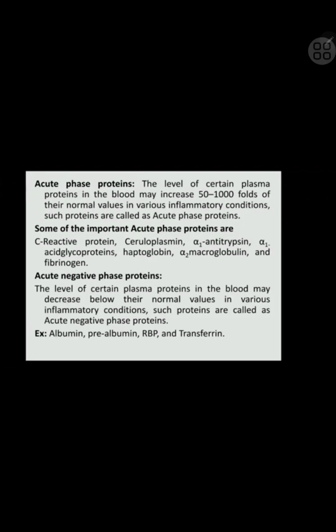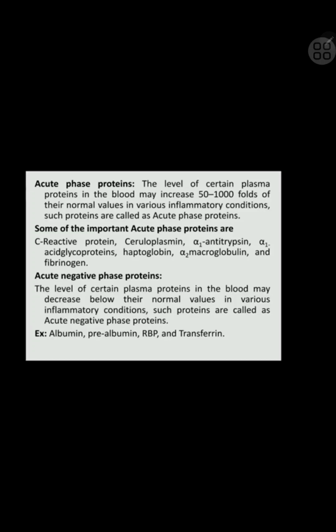Coming to acute phase proteins, the level of certain proteins in the blood may increase 50 to 1000 folds of their normal values in various inflammatory conditions. Such proteins are called acute phase proteins. Some of the important acute phase proteins are C-reactive protein, CRP, ceruloplasmin, alpha-1 antitrypsin, alpha-1 acid-glycoprotein, haptoglobin, alpha-2 macroglobulin, and fibrinogen.